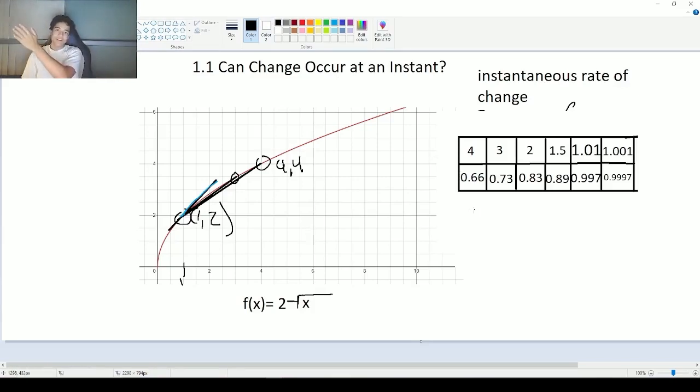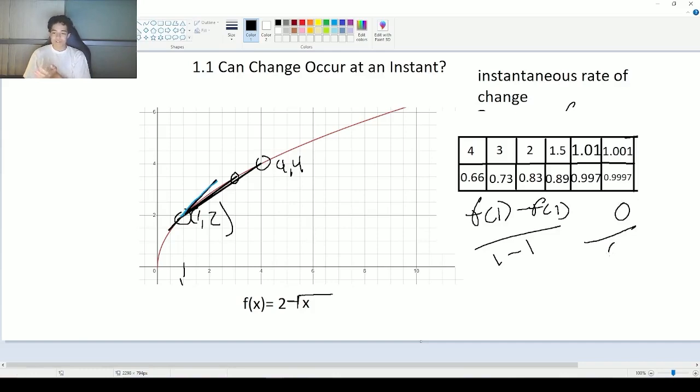And the reason why you can't just use the point 1 and compare it to 1 is because you plug that into the equation, right? If you have f of 1 minus f of 1 over 1 minus 1, you would obviously get 0 over 0, which you just can't do. Breaks all the rules of math. The world explodes, all of that.